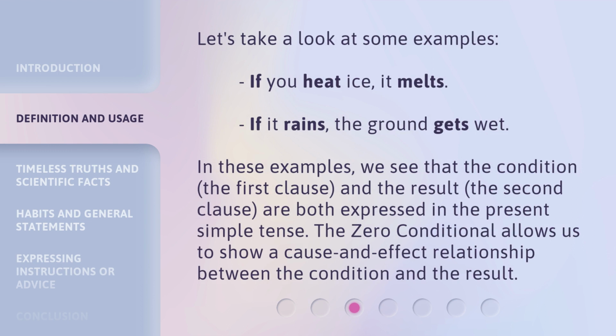Let's take a look at some examples. If you heat ice, it melts. If it rains, the ground gets wet. In these examples, we see that the condition, the first clause, and the result, the second clause, are both expressed in the present simple tense. The zero conditional allows us to show a cause and effect relationship between the condition and the result.